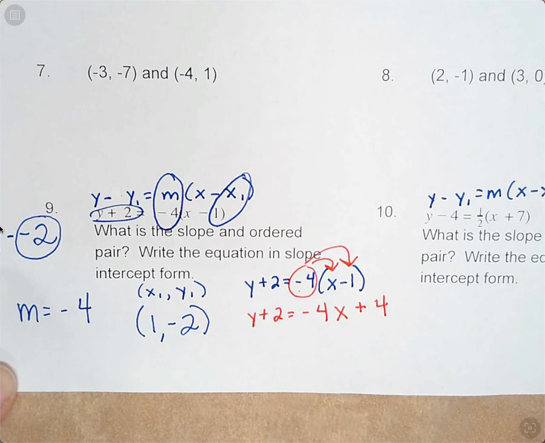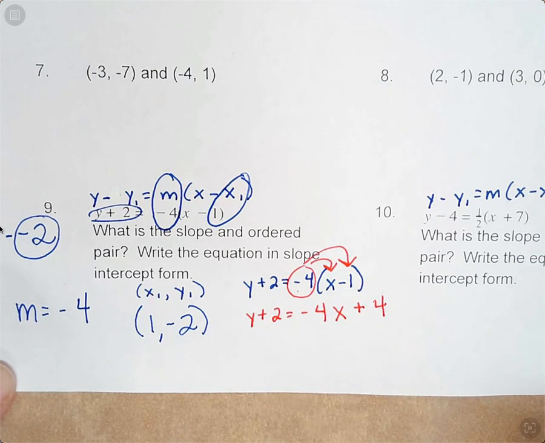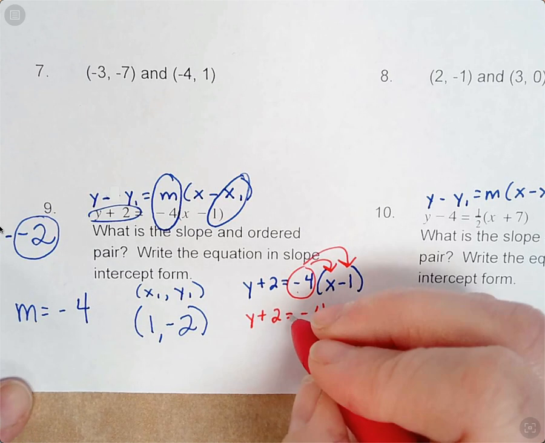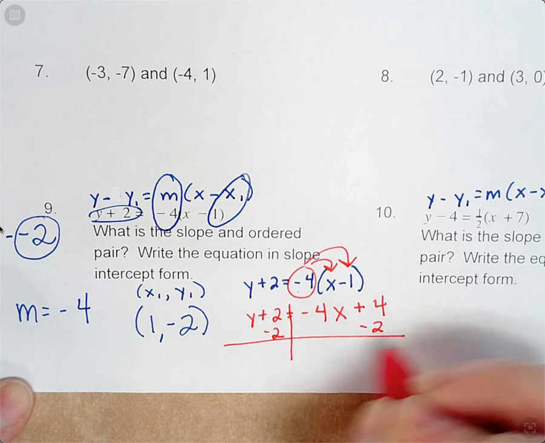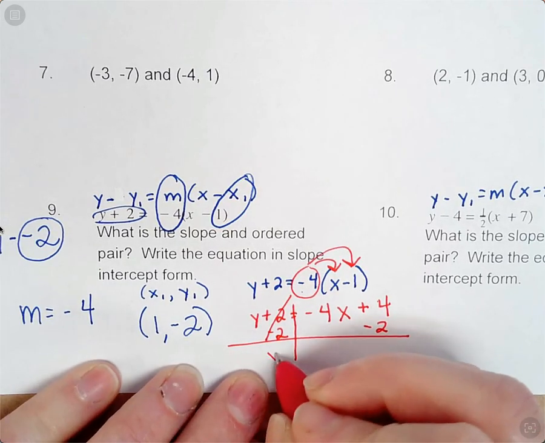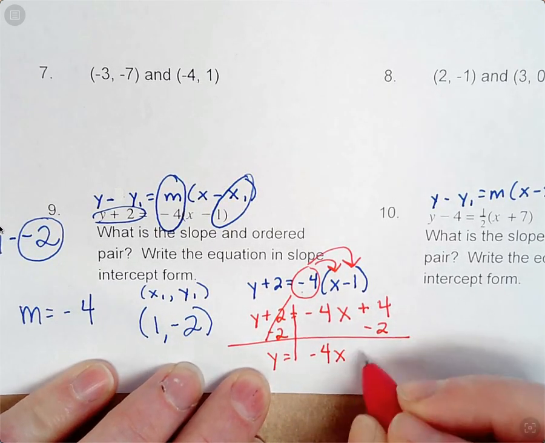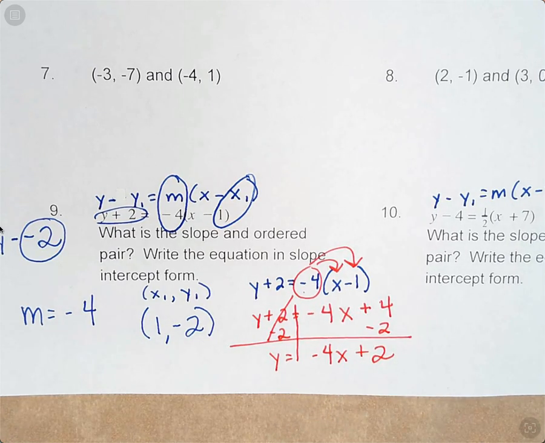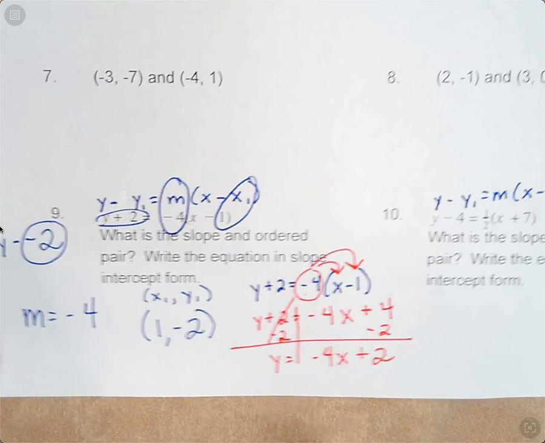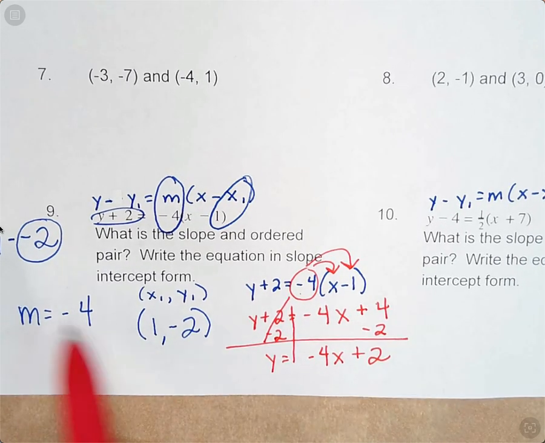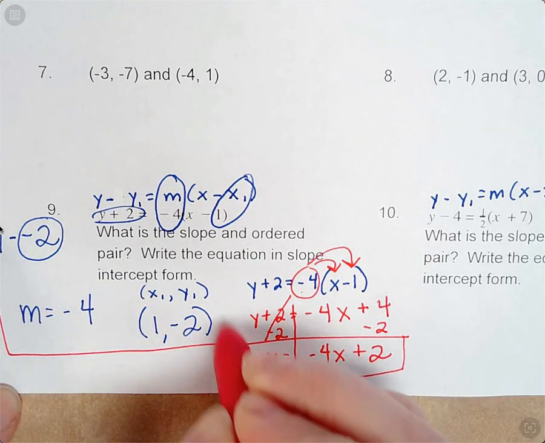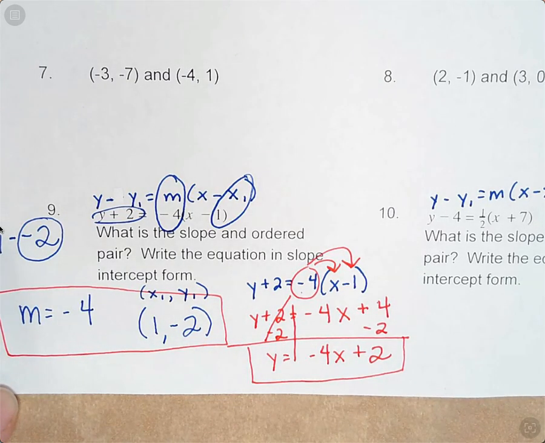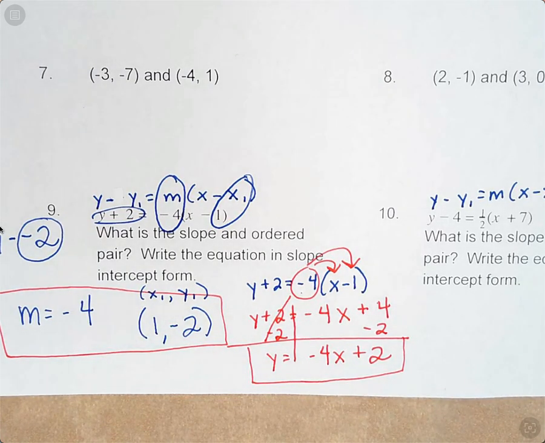Do what? Oh, why did I say 2? Thanks. -4 times a -1 is +4. And then we're going to subtract 2 on both sides. And we get y equals -4x plus 2. So we have slope as an answer, point as an answer, and our equation as an answer. Okay. All right, so the rest of the time, y'all are going to work on your assignments.